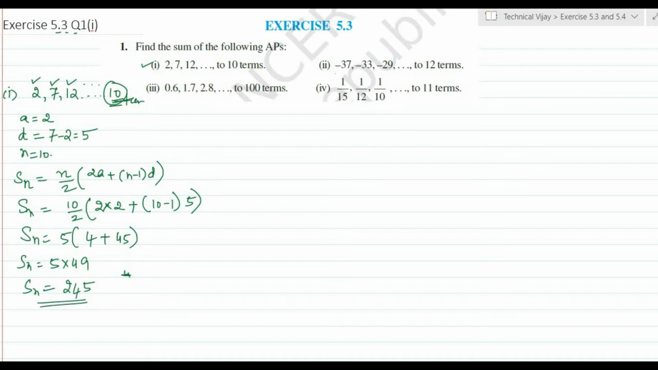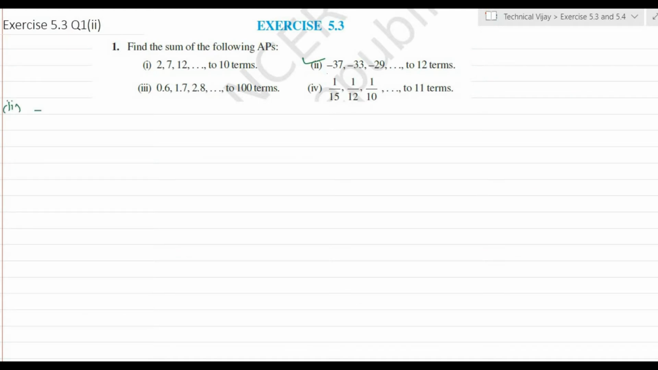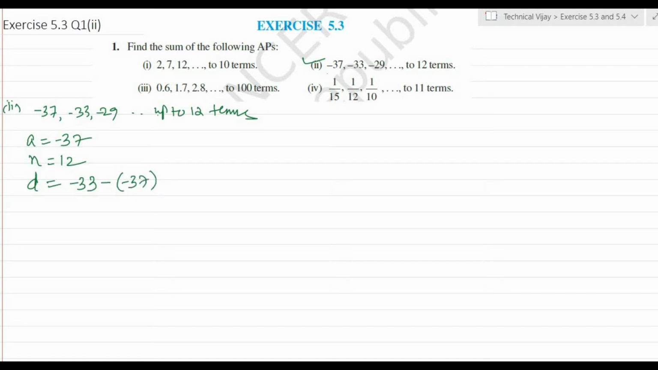So we'll go for the second one. Second portion: minus 37, minus 33, minus 29, and this is up to 12 terms. So what is given? a is equal to the first term, that is minus 37, and n is equal to 12, because it is up to n terms. So here d we have to calculate as second term, minus 33, minus the first term, minus 37. So minus 33 plus 37 is equal to 4. So 4 is the common difference.